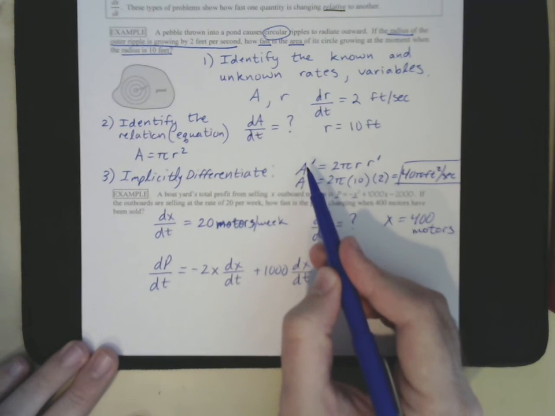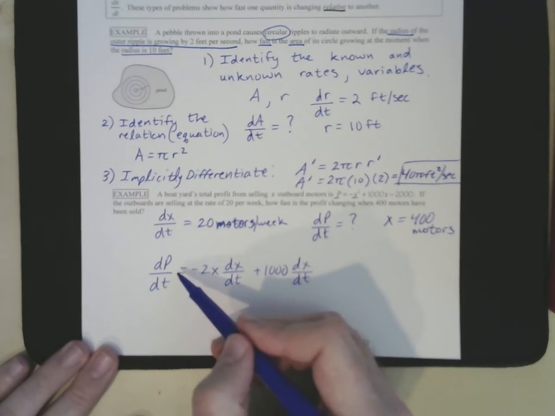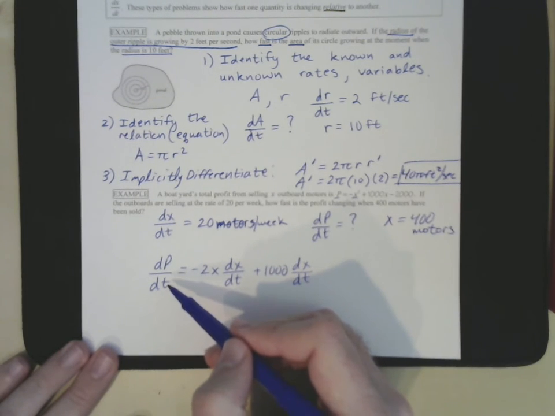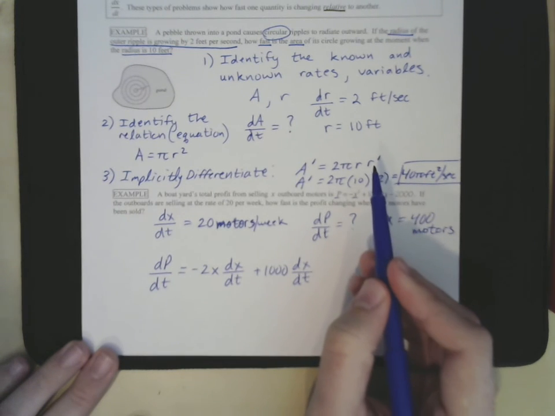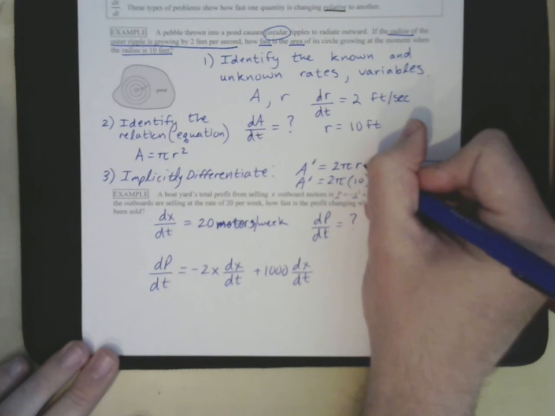Here I wrote it as a prime. I could have written this as dA dt. Here I'm writing it as dp dt. I could have written this as p prime. dx dt could be x prime, just like r prime here could have been dr dt.